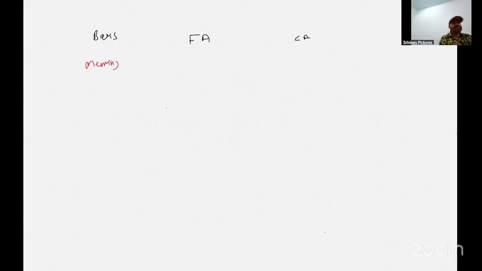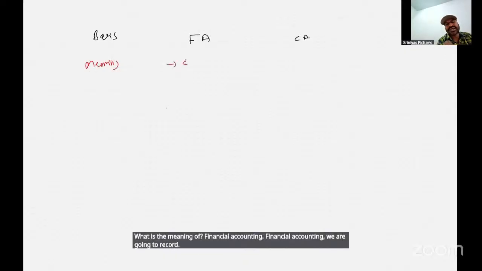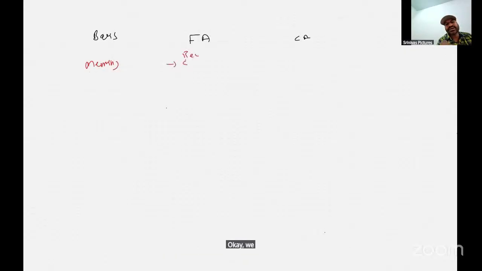financial accounting? In financial accounting, we are going to record the transactions, classify the transactions, and summarize the transactions. So all accounting information only we are going to take.